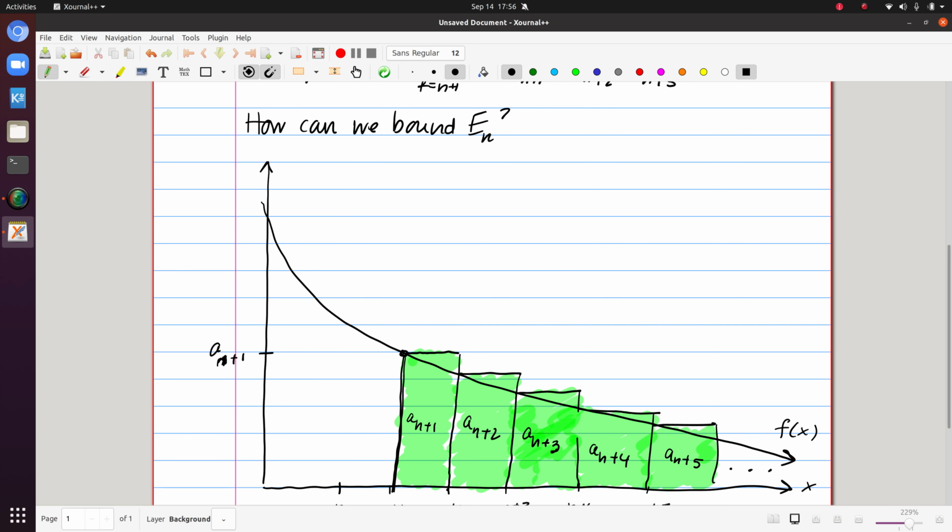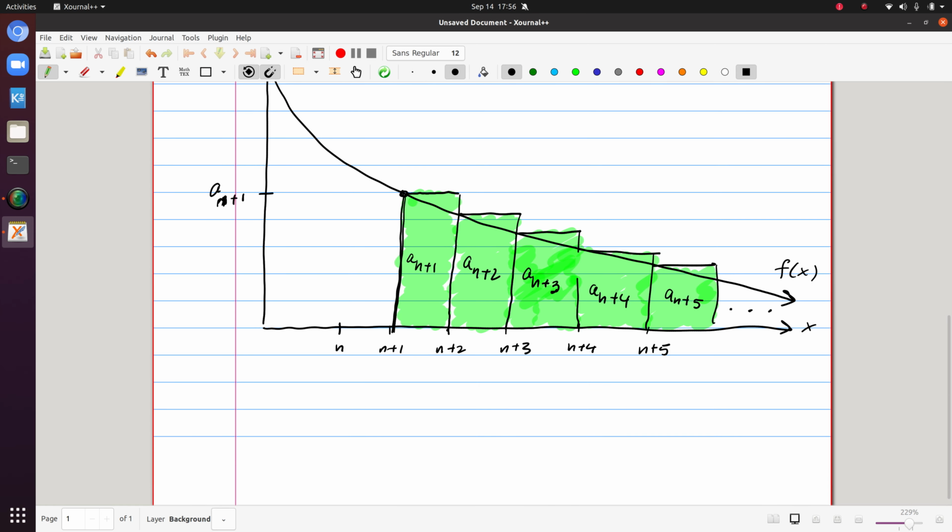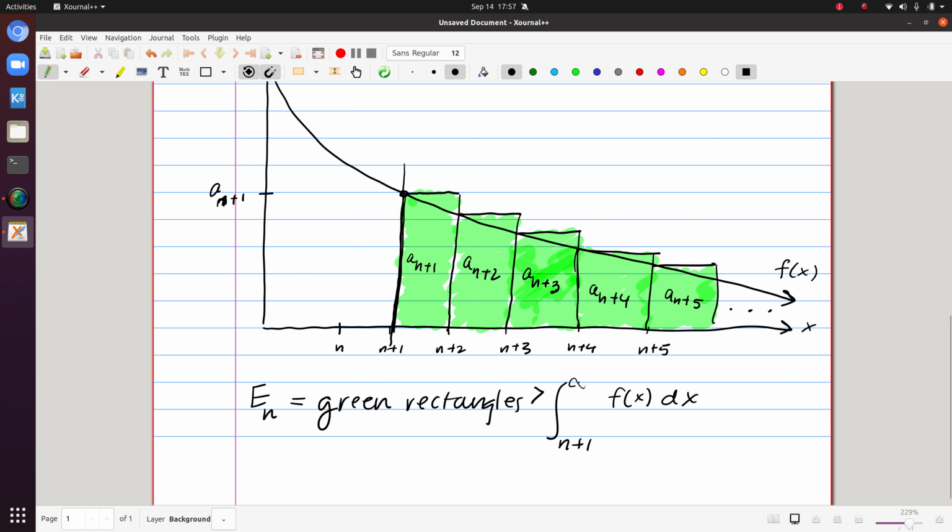Put this back here. So when I'm trying to compare this, I'm going to say then that E sub n, which equals the green rectangles, I notice that the rectangles are larger, so these are bigger than the area under the curve. And in order to decide my bounds, it's significant to notice the x values that my rectangles sit over. The leftmost edge starts at n plus 1, and we assume, again, that this continues indefinitely. So it's really this area I'm comparing it to.